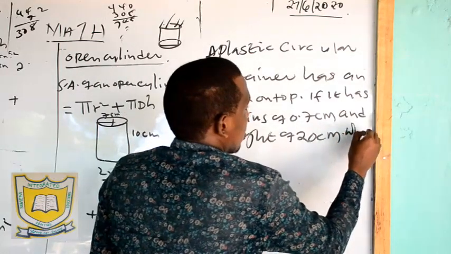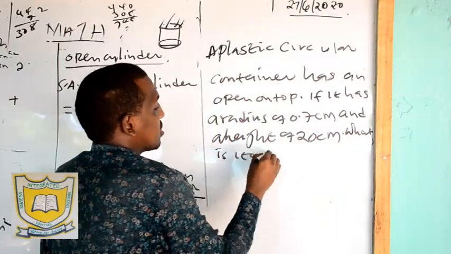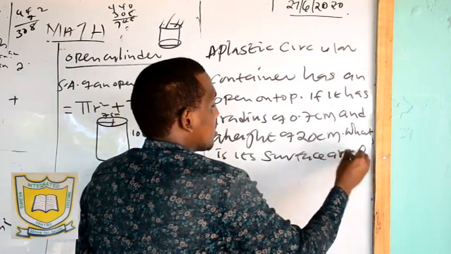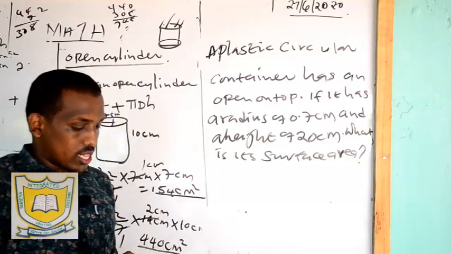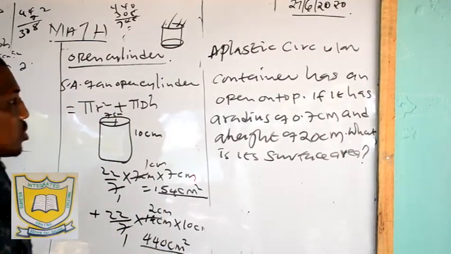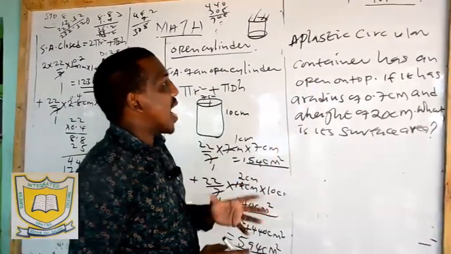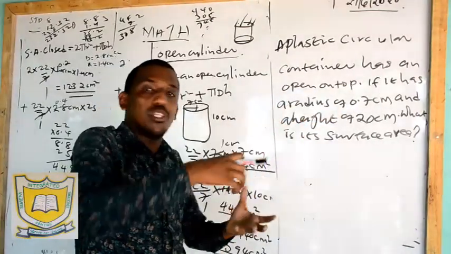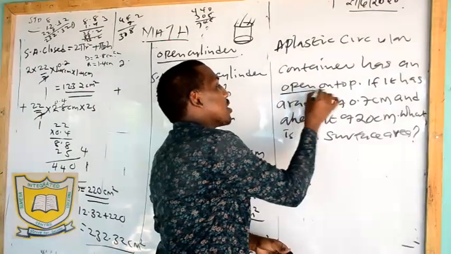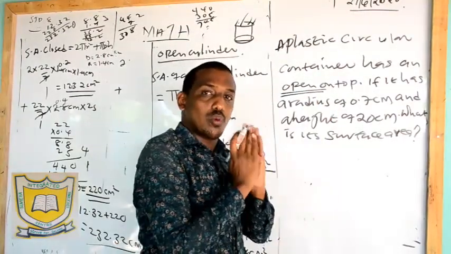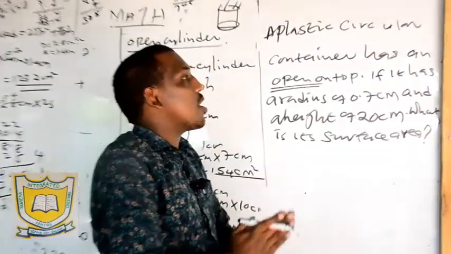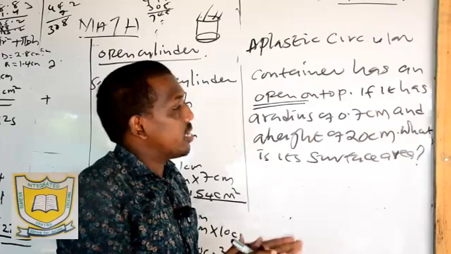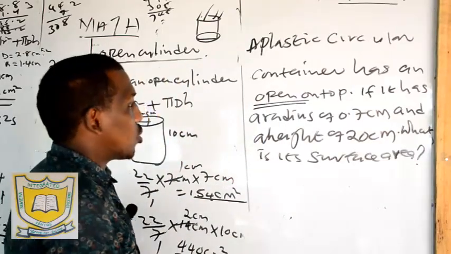So let us get this one now. You are told a plastic circular container has an open top. It means this one is automatically open because they mentioned the term open. Once they mention the word open, that is automatically an open cylinder. But when they don't mention open, and they've not mentioned curved, it means that one is a closed cylinder.